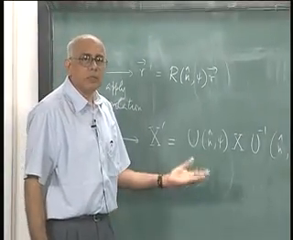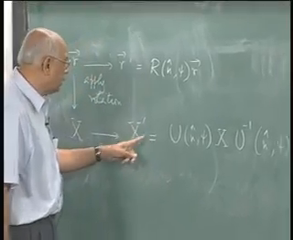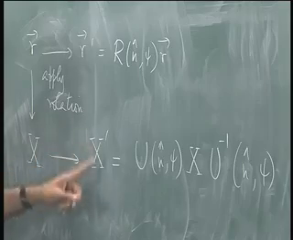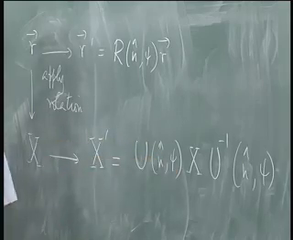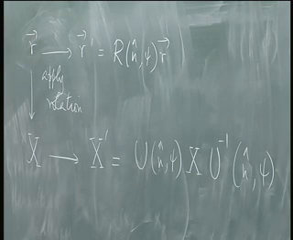And this is invertible because u has an inverse, clearly. You could write, obviously, u inverse x prime u is equal to x, which goes back in the other direction. Therefore, rotations are represented either by 3 by 3 orthogonal matrices, or they could be represented by 2 by 2 unitary matrices with determinant +1.